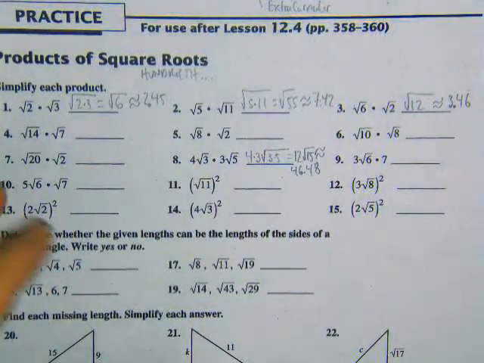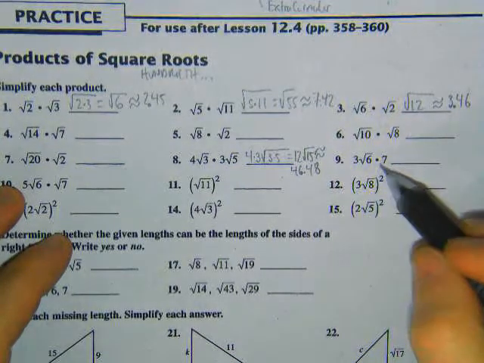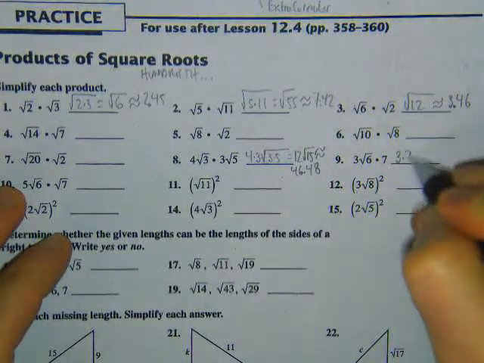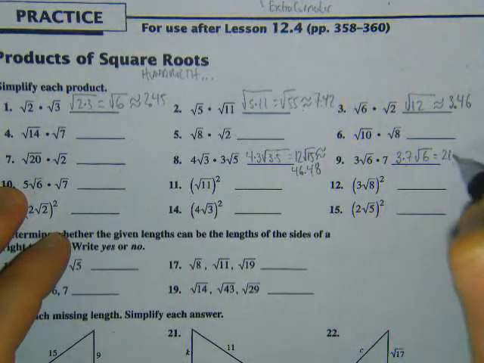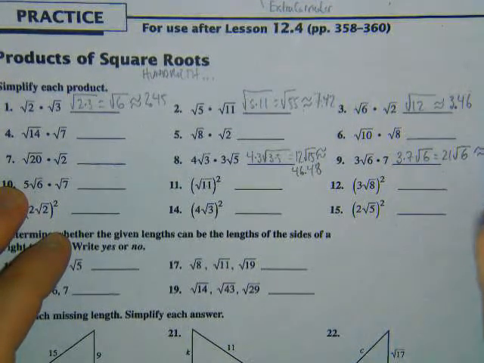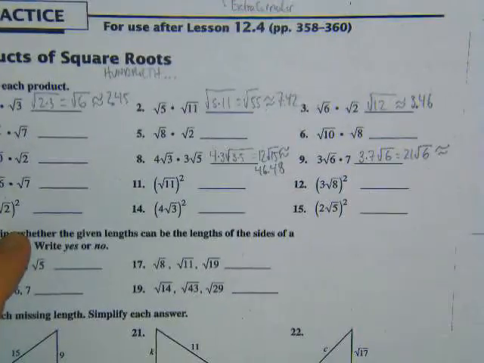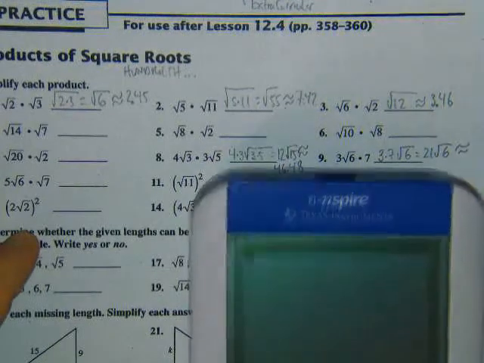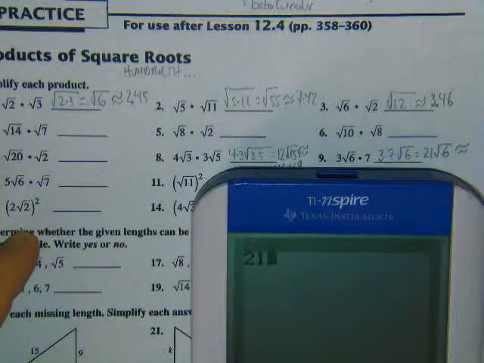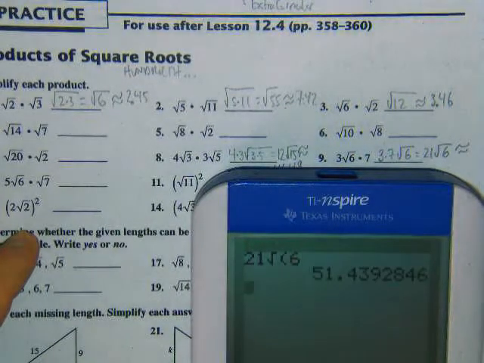Same thing here. There's nothing in the radical, so 3 times 7 root 6 is 21 root 6, and then I just approximate that on my machine. 51.44.